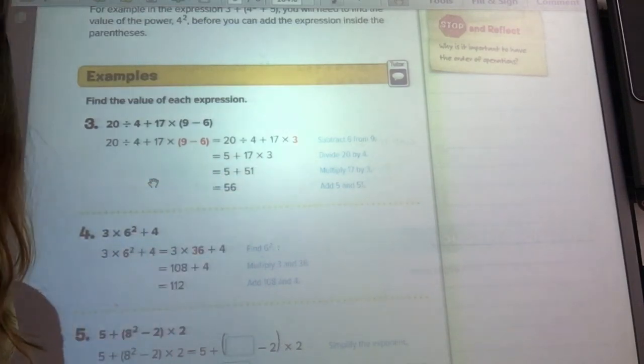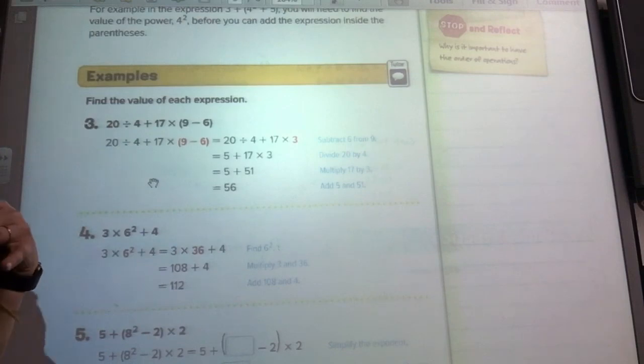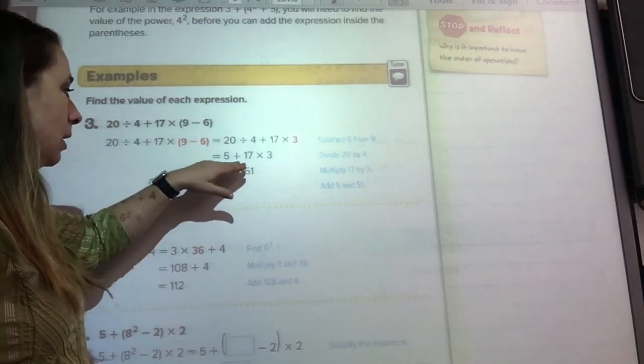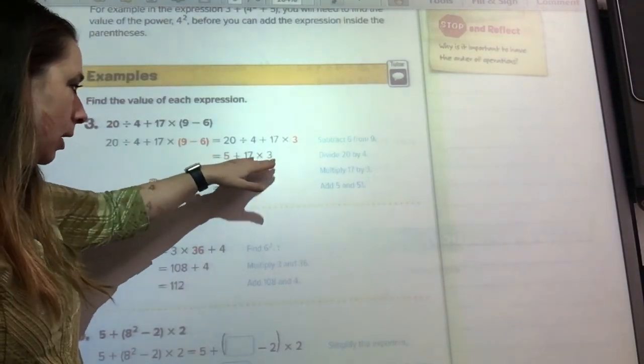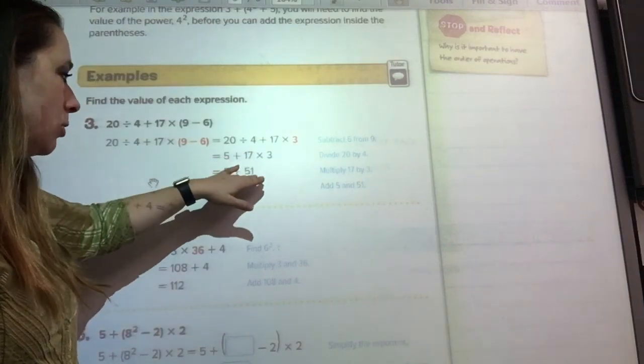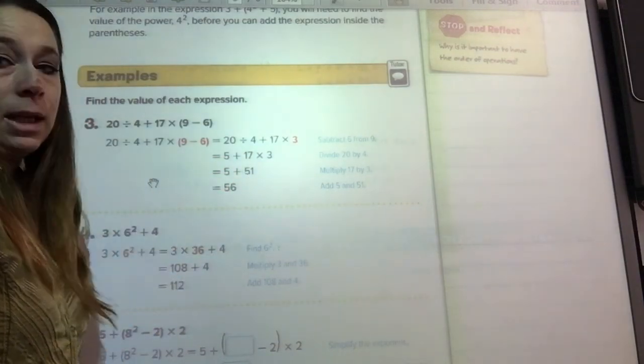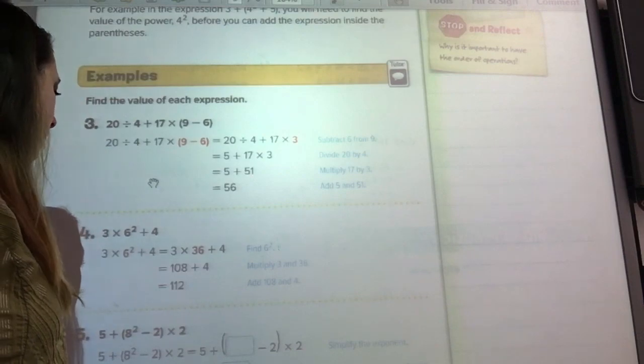It's a lot more work to rewrite it, but honestly it's a lot easier to get it correct. So then, now you got adding and multiplying. Multiplying comes first. 17 times 3 is 51. Then you add at the end and you get a total of 56.